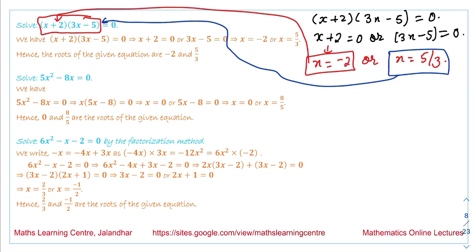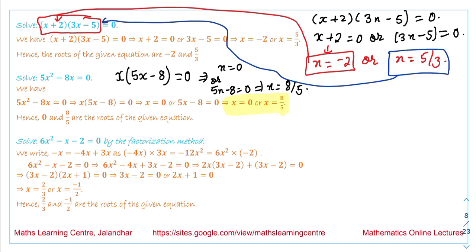Next is 5x square minus 8x is equal to 0. How we are going to solve this is, we are taking x common and we are left with 5x minus 8. Now this is equal to 0. So this means either x is equal to 0 or 5x minus 8 is equal to 0. So this means x is equal to 8 by 5. So the solution we have over here is x is equal to 0 or x is equal to 8 by 5.